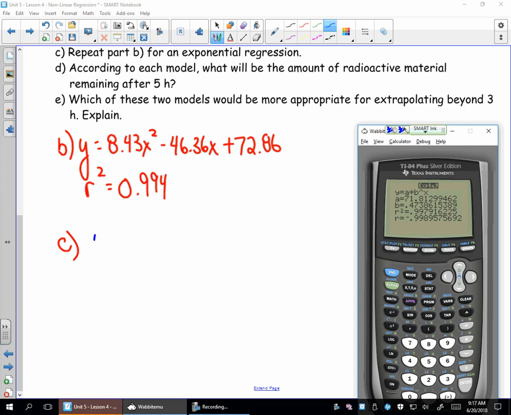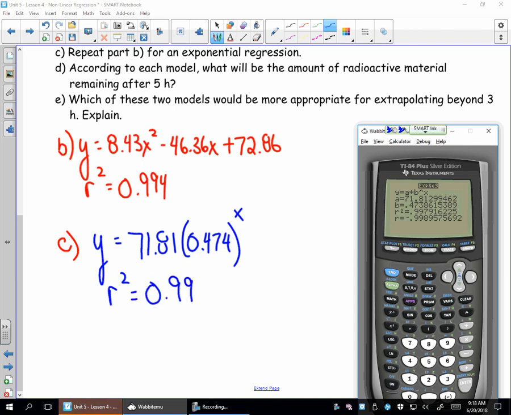Y equals A, 71.81. B is 0.474 to the x. And this r squared, again, make sure you're looking at r squared, is 0.998. Ooh, even better fit. Not that, really, this is not a big difference, right? If you think about percents, it's 100th of a percent.